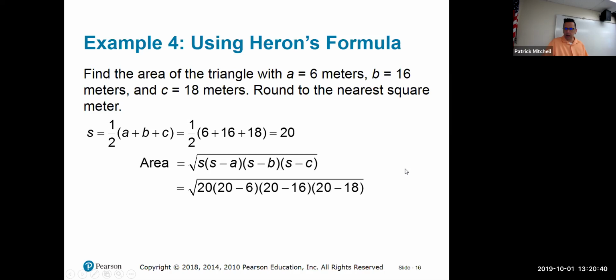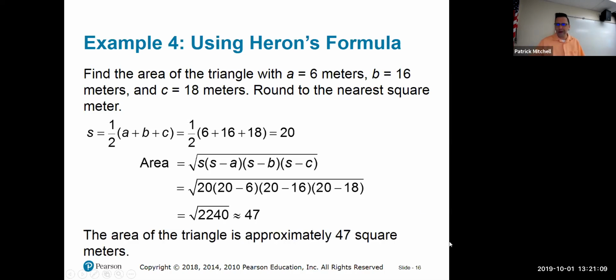So let's see. Okay, so they've gone ahead and crunched those numbers. 20 minus 6 is 14. 20 minus 16 is 4. 20 minus 18 is 2. 20 times 14 times 4 times 2 comes out to 2,240. And to the nearest whole number, the square root of 2,240 is about 47. So the area of this triangle is about 47 square meters. And that is the end.